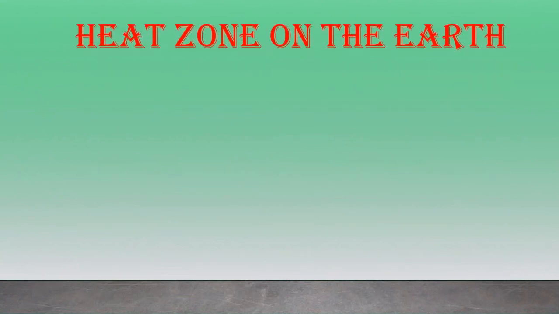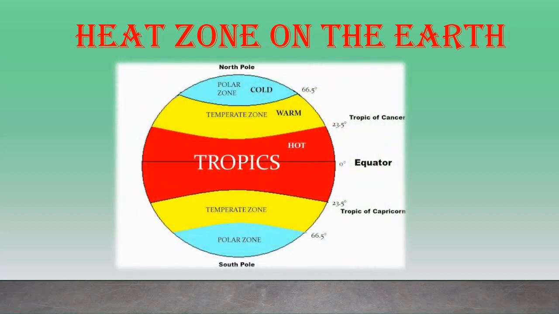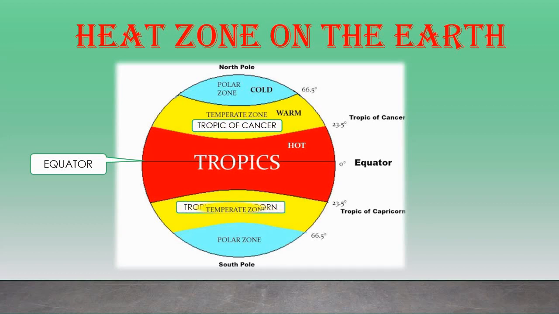Before proceeding further with temperature, let us study in detail what the different heat zones on the earth are, with the help of the diagram. As you can see in this diagram, in the middle of the earth we have the equator at 0 degrees. Above the equator in the north we have the Tropic of Cancer, whereas below the equator towards the south we have the Tropic of Capricorn. This zone on the earth is called the torrid zone. The torrid zone receives most of the sun rays, so this region has more temperature.